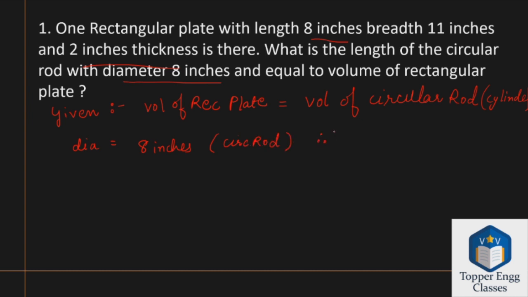Therefore, the radius will be 4 inches. If the diameter is 8 inches, then our radius will be 4 inches. Okay. Next, length is given as 8 inches, breadth is given as 11 inches, and thickness, that is width, is given as 2 inches.